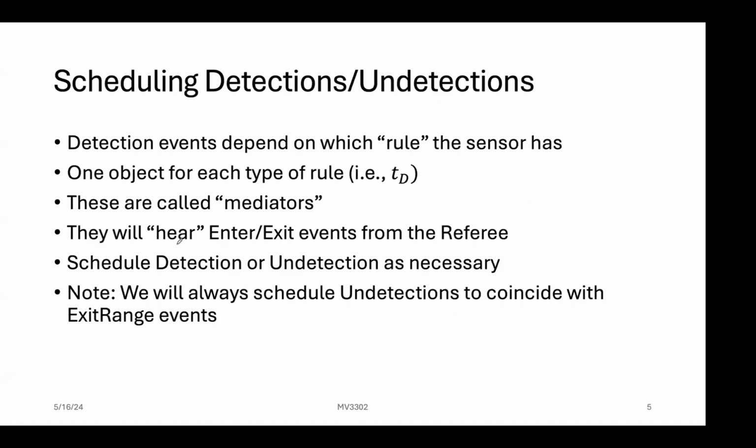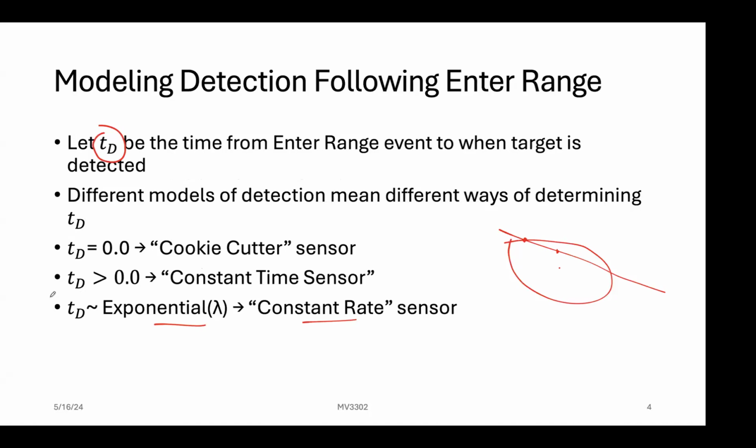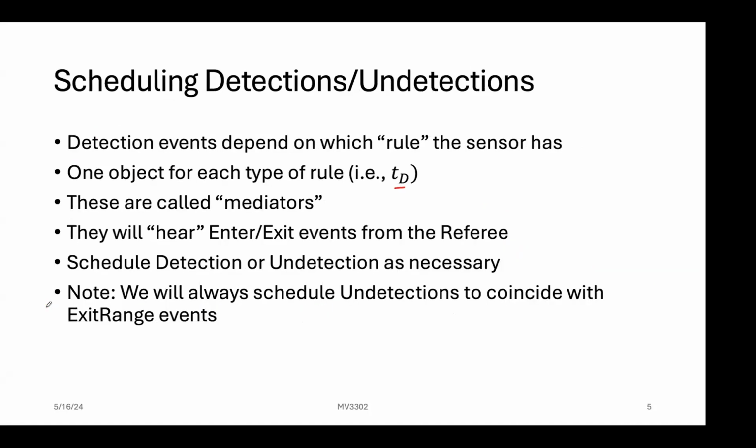And that's where, in other words, the detection events depend on which rule the sensor has. So the idea is to have just one object for each type of rule. If I have 50 sensors and they're all one of these, then I only need one object to do it, and we'll see how that works. I call these mediators because they're going to hear the enter and exit range events from the referee, and then they'll schedule the detections or undetections as necessary.